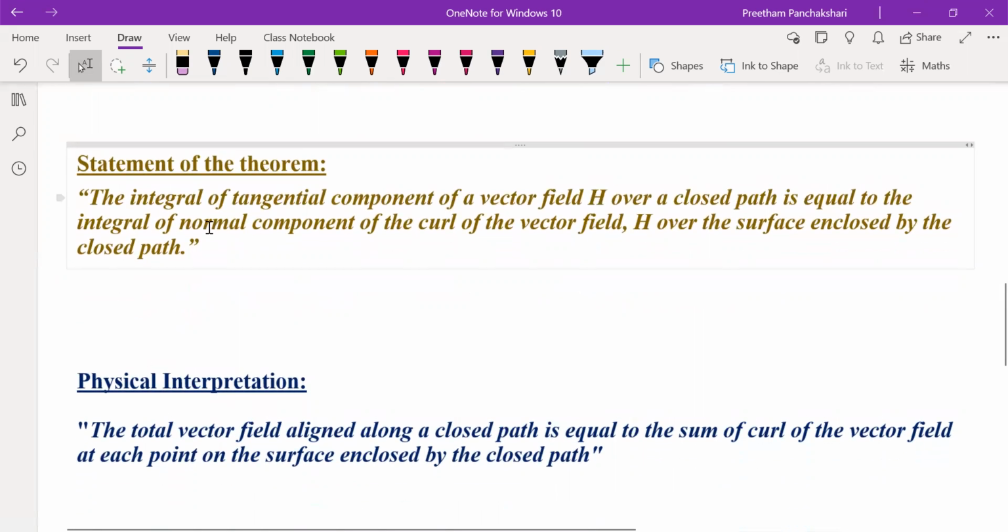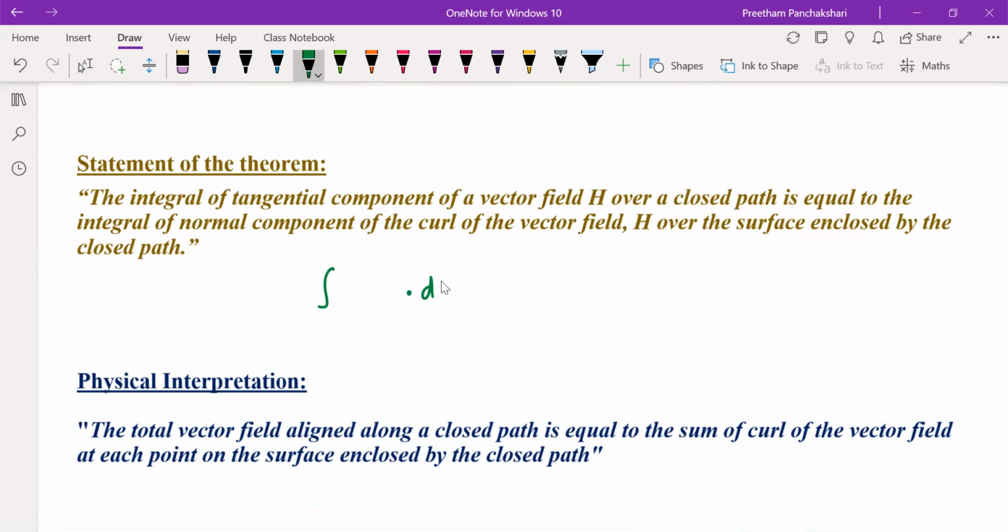The statement of the Stokes theorem: the integral of the tangential component, dot dl, of a vector field, let us say H, any vector field H, over a closed path is equal to the integral of the normal component, dot ds, of the curl of the vector field, that means del cross H, over the surface S. So it is a surface integral, S enclosed by the path C. So this is the Stokes theorem. This is how to write Stokes theorem from the statement, and we can understand both of them together.